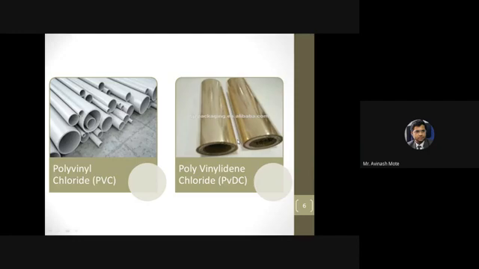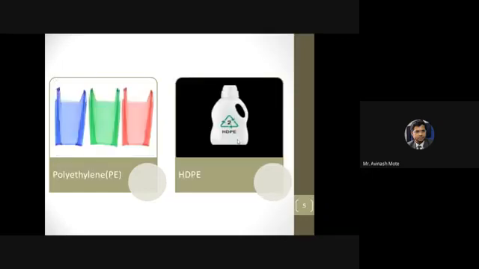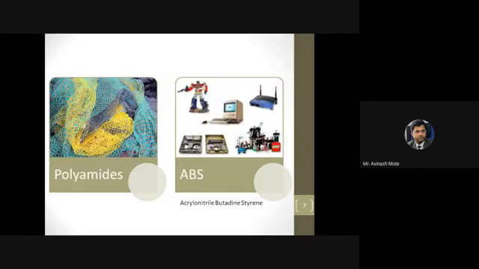So what we have seen up to this: polyester for textile, PET bottles, polyethylene for carry bags, HDPE, high density plastic, PVC for carrying purpose, PVC pipes, and then PVDC mostly for food packaging, bottle caps and straws, car bumpers. Next is polyamides.